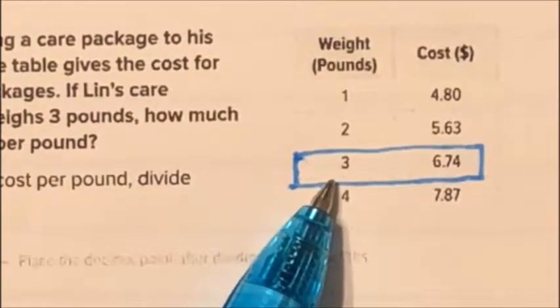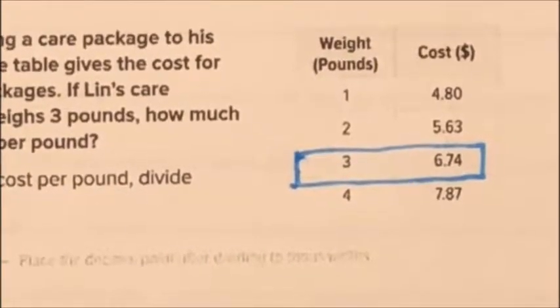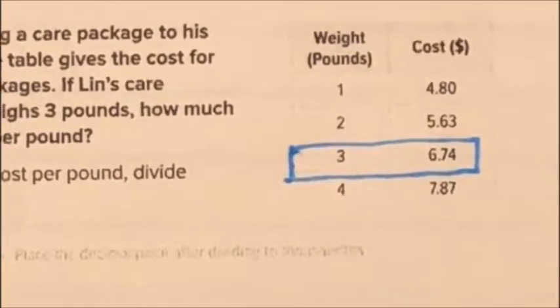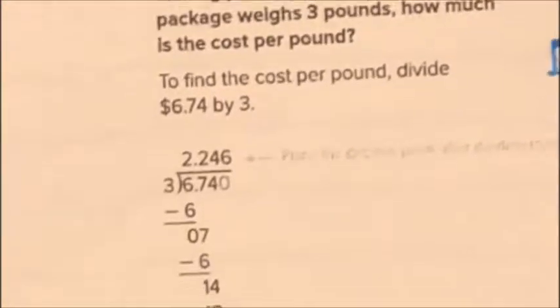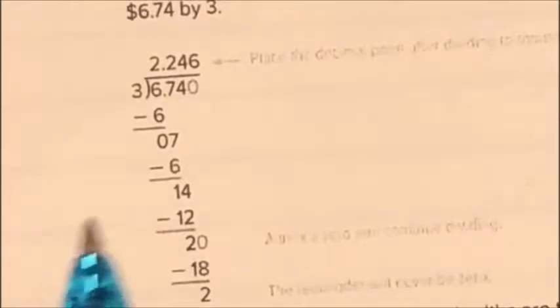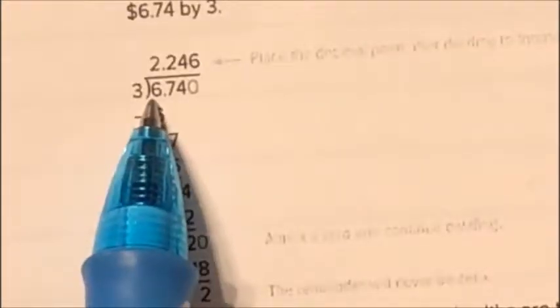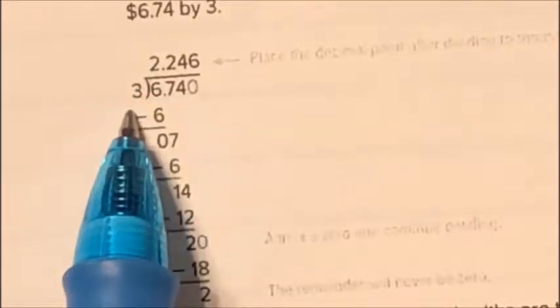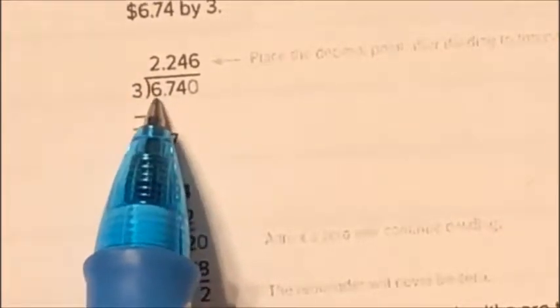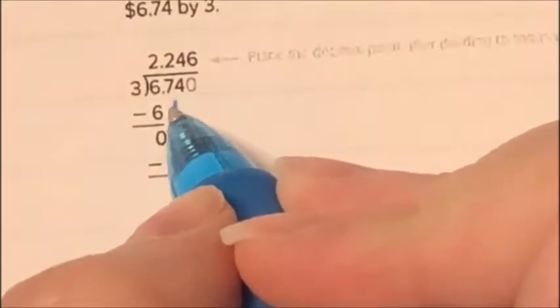Okay, so if I'm finding the unit price of something, I'm going to take the cost and divide it by the weight. So I'm going to take 6.74 divided by 3. I'm going to go ahead and set this up. 6.74 divided by 3. And I'm going to start dividing. 3 goes into 6 2 times. 2 times 3 gives me 6. 6 minus 6 is 0. I bring down my 7.